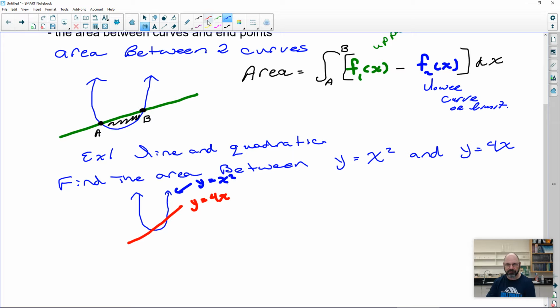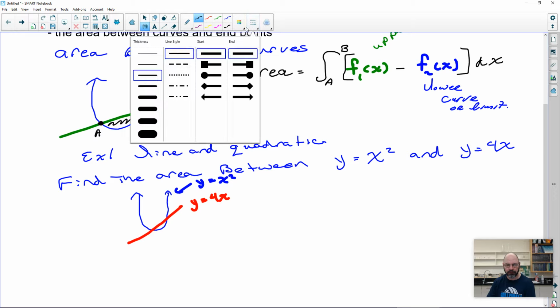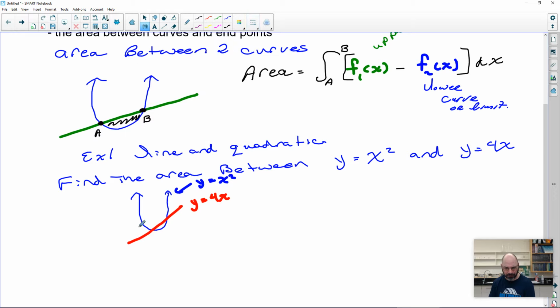So the first step that we're going to do here, we'll do this all in black so we can see, is we want to find these two endpoints. So step 1, find the intersection points.